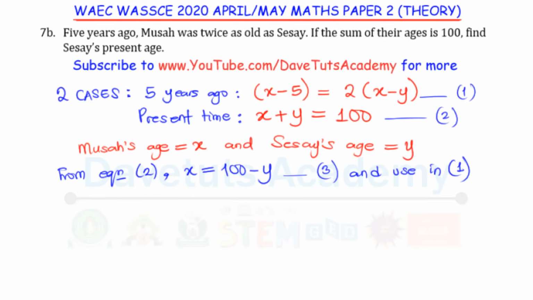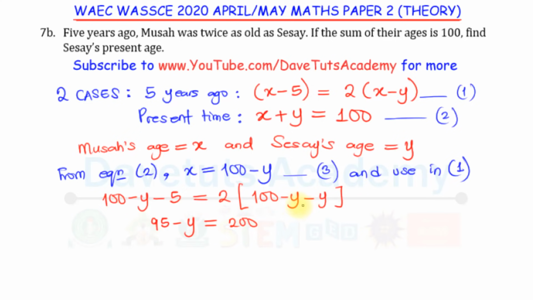So in that particular case, instead of X minus 5, I'm going to have 100 minus Y, which is X, then minus 5, is equal to 2 multiplied by, what is X? X is 100 minus Y. Then again, I still have this minus Y. So we have to simplify this. 100 minus 5 is 95. So I have 95 minus Y is equal to 2 times 100 is 200. Then minus Y is minus 2Y times 2. That will give me minus 4Y.